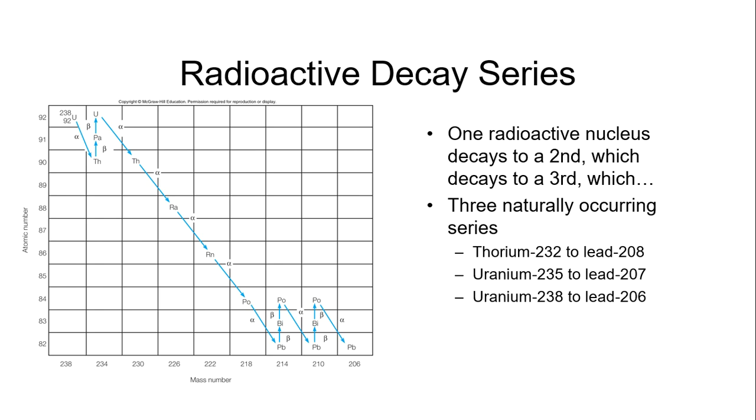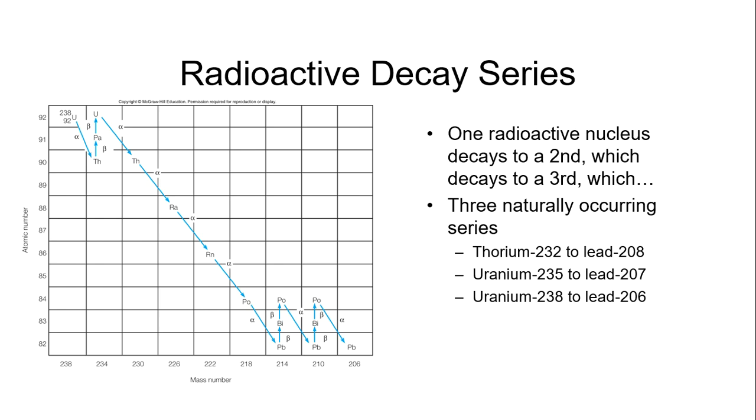But more often you have what's called a radioactive decay series, which is that you have one radioactive nucleus which decays into a second nucleus. And that will decay, becoming a third nucleus, which will decay into a fourth nucleus, which decays to a fifth, and so on. This happens very naturally with a whole handful of elements, including thorium-232, uranium-235, and uranium-238. All of these will decay eventually to an isotope of lead.